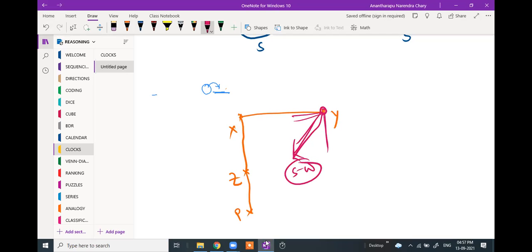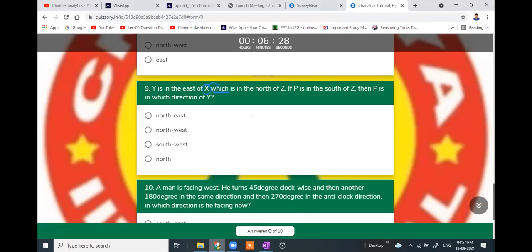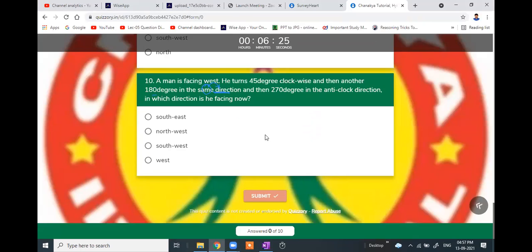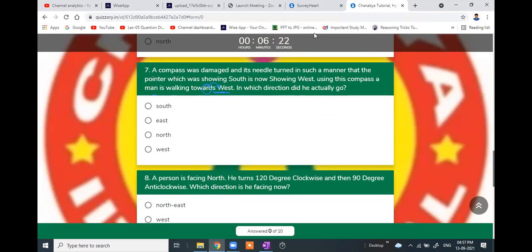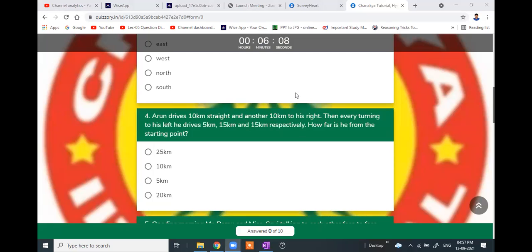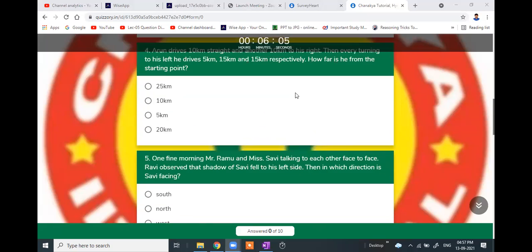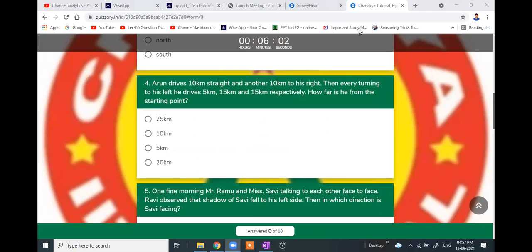Sai Charan. Sai Ritvik, is it okay? So can I explain the Arun question? The Arun question. So the question, Arun drives 10 kilometers. Yes, this one. Yes, sir. Okay.